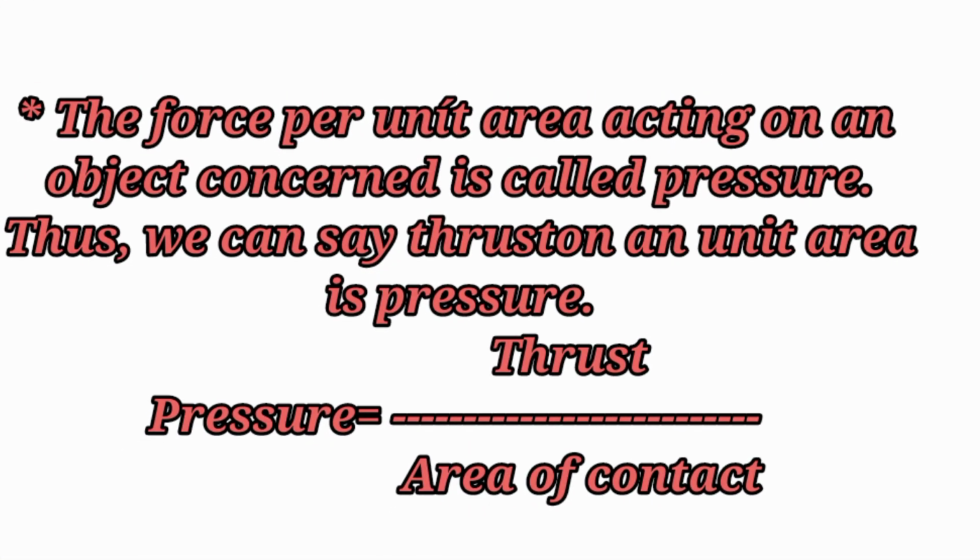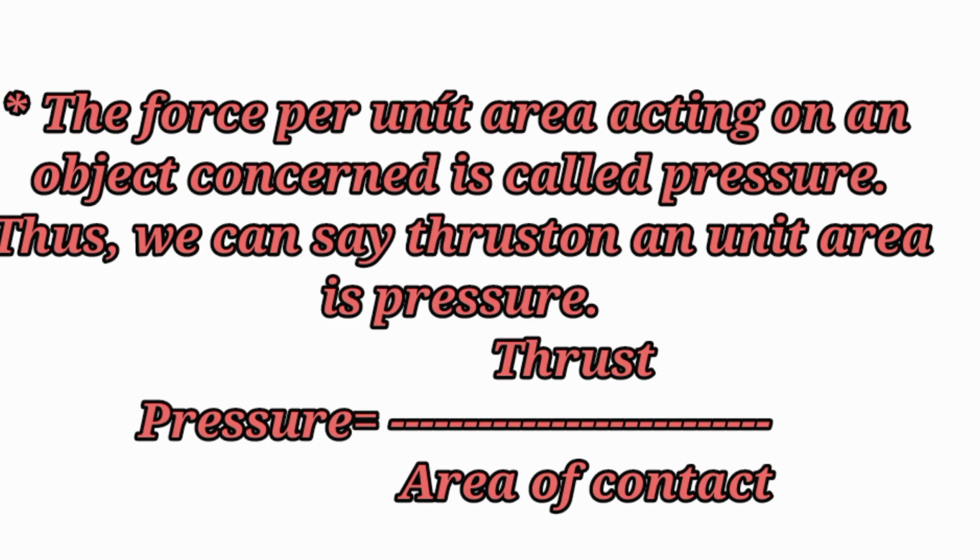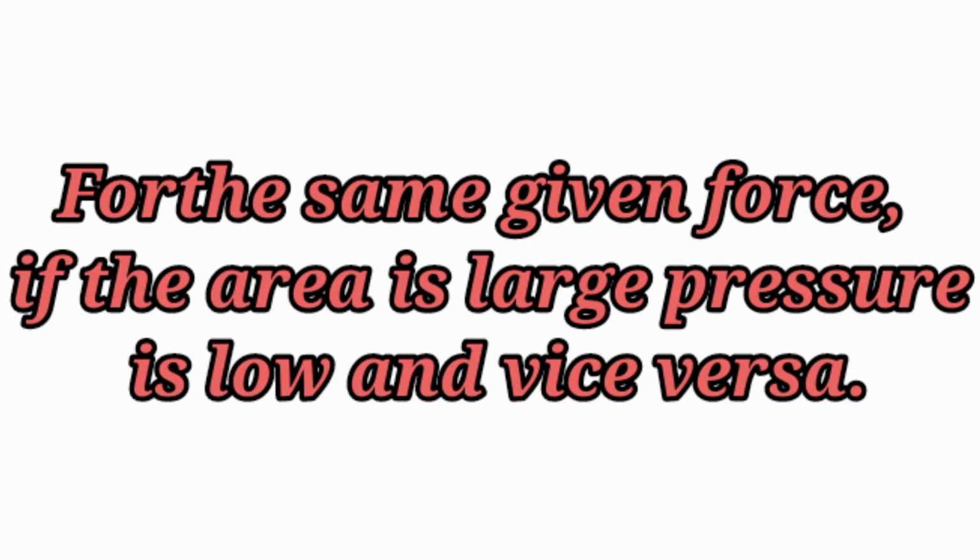The force per unit area acting on an object concerned is called pressure. Thus, we can say thrust on a unit area is pressure. Pressure is equal to thrust by area of contact. For the same given force, if the area is large, pressure is low and vice versa.